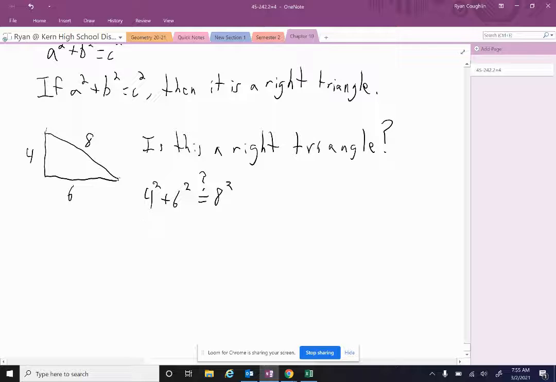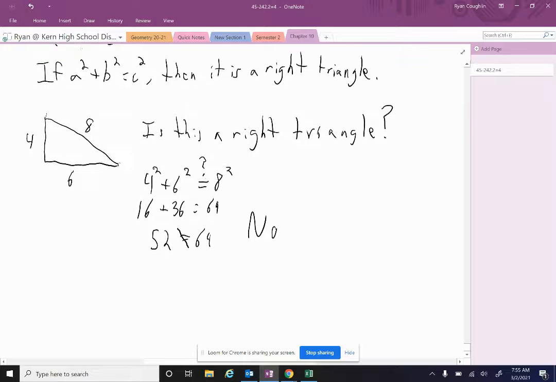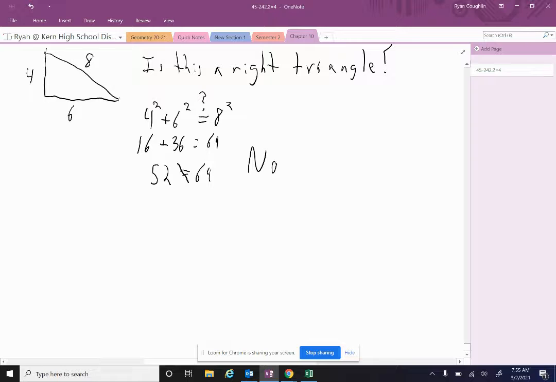Well, 4 squared is 16 plus 6 squared is 36 equals 8 squared is 64. So when we add 16 plus 36 together, we get 52 equals 64. Well, that's not true, right? 52 does not equal 64. So that means a squared plus b squared does not equal c squared. So no, it's not a right triangle, okay, because they're not equal, all right?